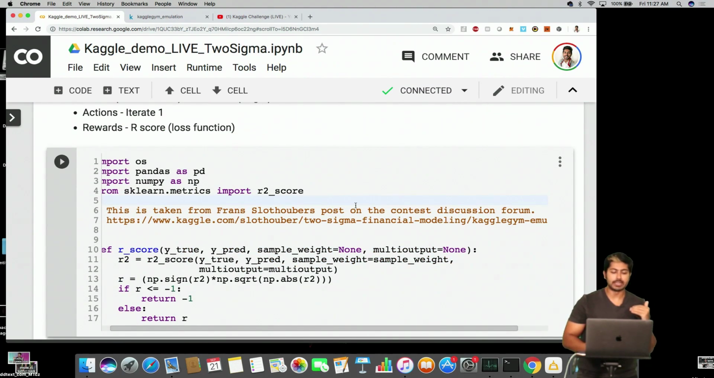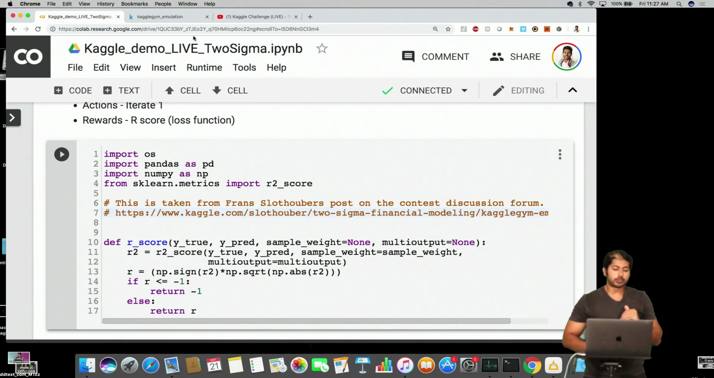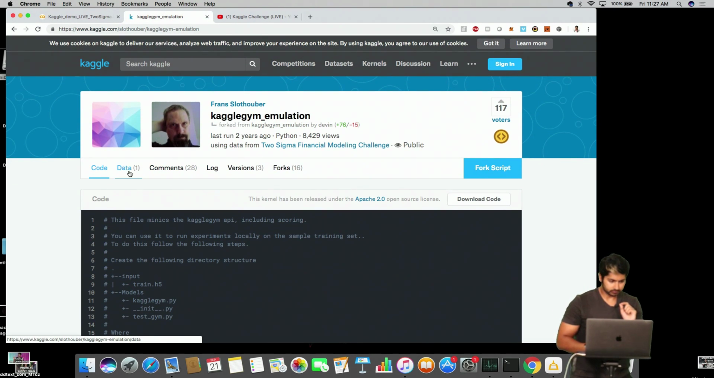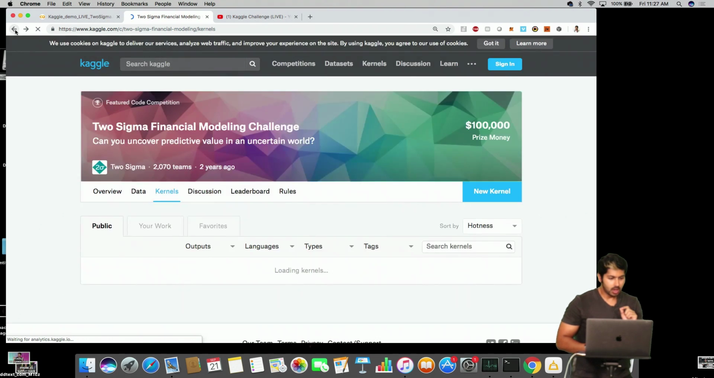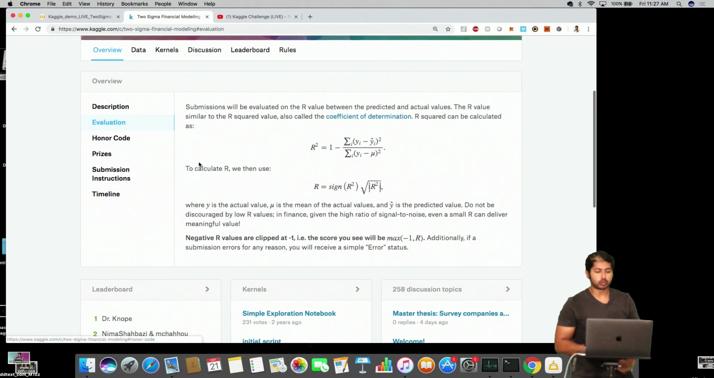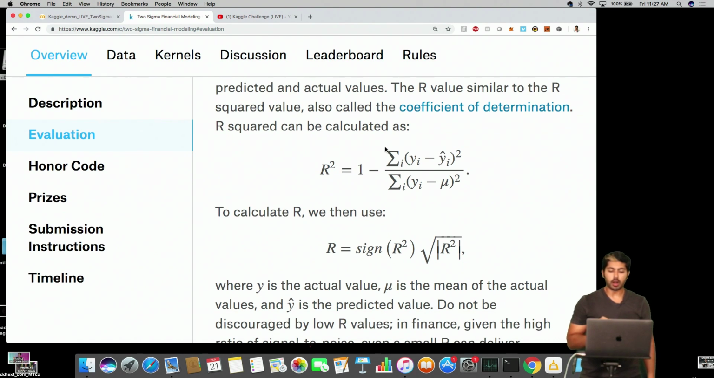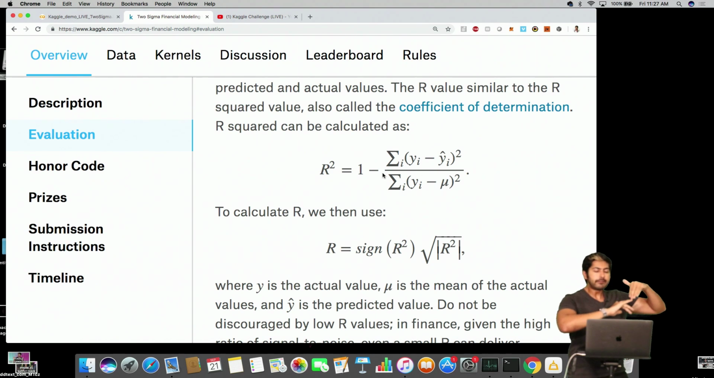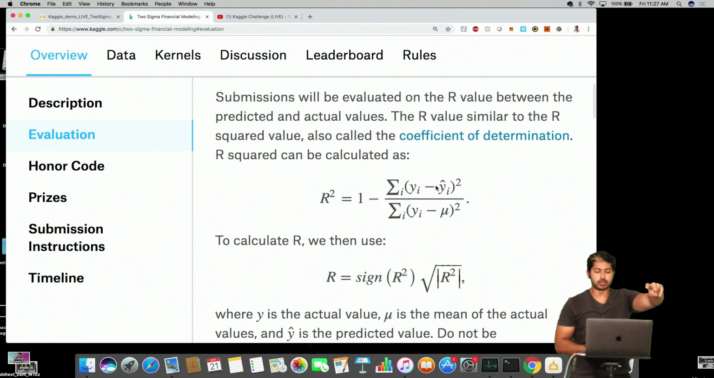So in this Kaggle Gym environment that Franz Slothhuber suggested, we have an R score. What Kaggle suggested was that we evaluate the scores using this equation right here. Let me make this bigger. This is called the R score. The R score is 1 minus the sum of the squared differences between the target and the predicted variable, divided by the sum of the squared differences between the target and this constant value. Forgetting the name of it, but this constant value, and 1 minus that.